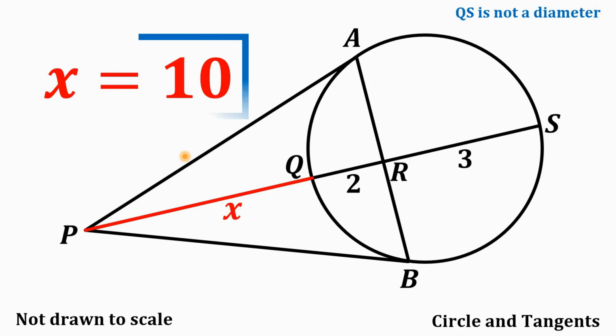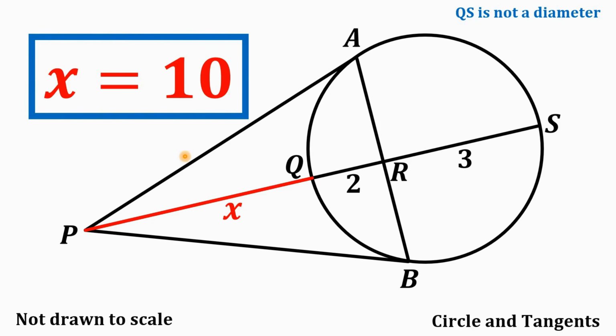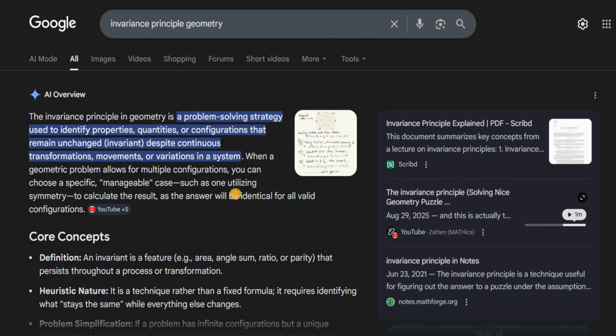So this is our first method to answer this question. And another way to answer this kind of question is by using what we call the invariance principle in geometry. Here's the full definition of the invariance principle in geometry. So this principle states that when a property remains unchanged under different configurations or transformations, you can solve the problem using any convenient case, often a symmetric one, because the result will be the same for all valid configurations.